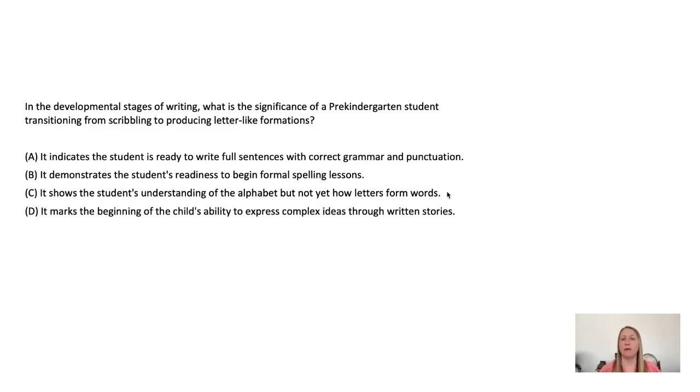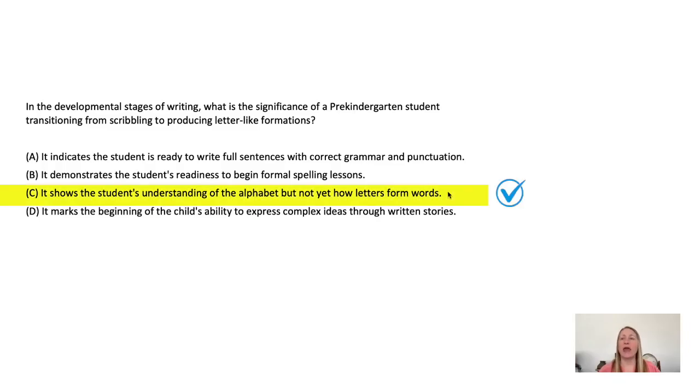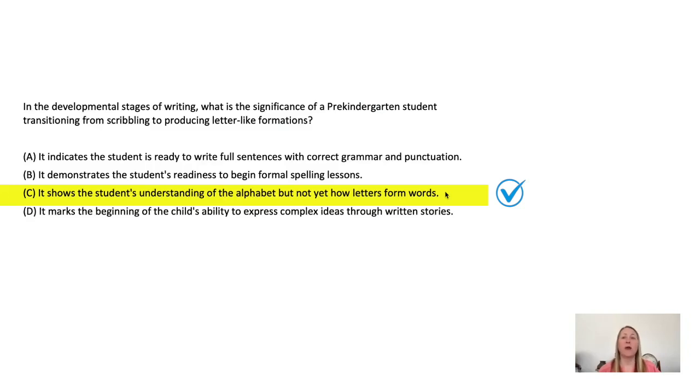Unlike options A, B, and D, which suggest a more advanced understanding of writing and language not typically seen at the pre-kindergarten level, option C accurately reflects the developmental stage of recognizing and experimenting with letter-like formation. It shows the student's understanding of the alphabet, but not yet how letters form words. This stage, correctly identified in option C, indicates the child is beginning to understand that letters are symbols used to represent sounds in spoken language.